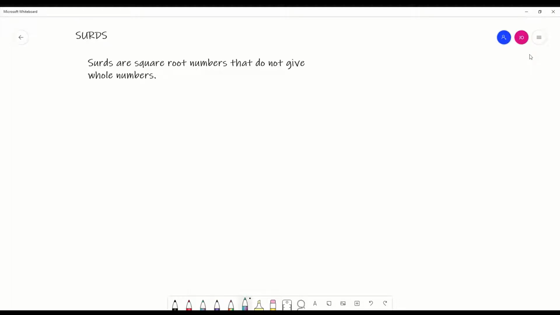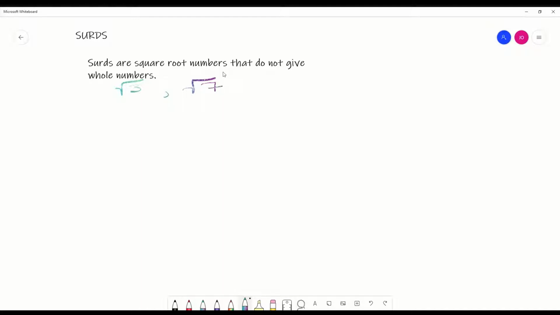So we're looking at surds. Surds are square root numbers that do not give whole numbers. So a typical example of surds is root 3. Another example would be root 7. These square root numbers do not produce whole numbers.